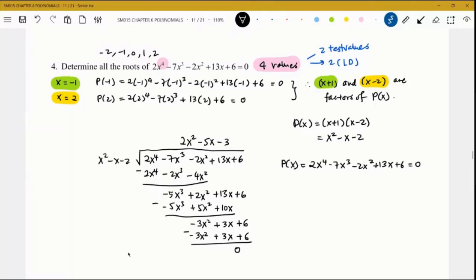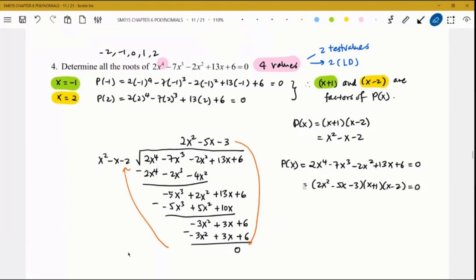Saya salin balik yang ini. So 2x4 minus 7x cubed minus 2x square plus 13x plus 6 we can replace by quotient multiply with divisor. Okay, so we can have it 2x square minus 5x minus 3, your quotient, multiply with divisor. Divisor itself originally adalah x plus 1, x minus 2. Equal with 0. Okay, so ini saya hilangkan equal sign. So, 2x square minus 5x minus 3. Can we factorize?